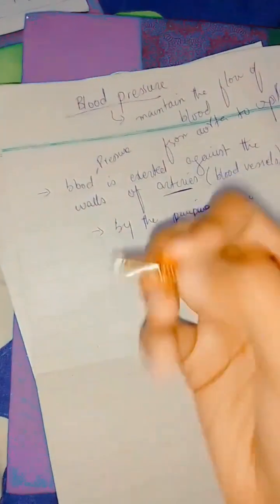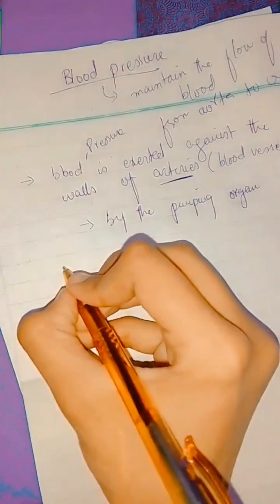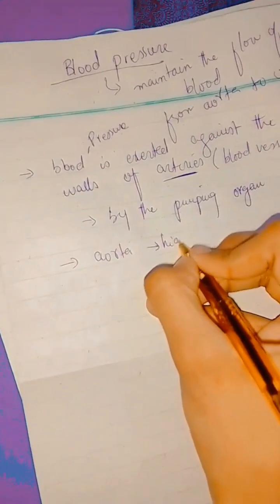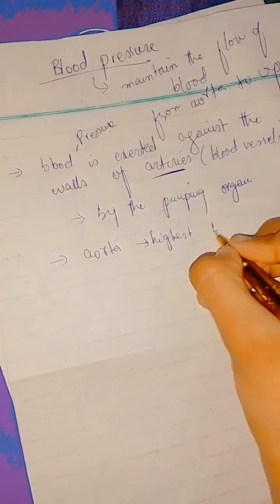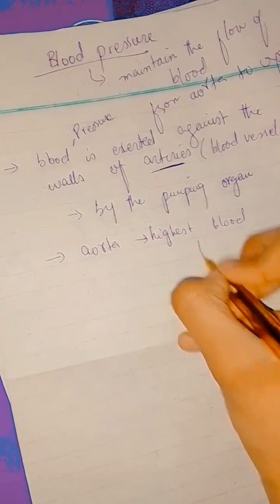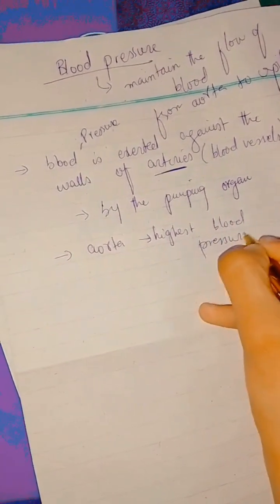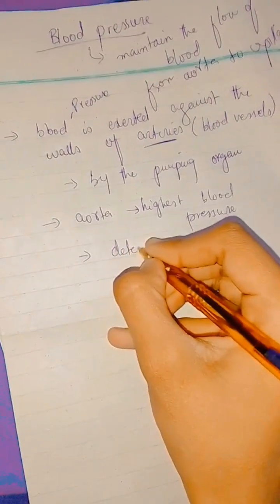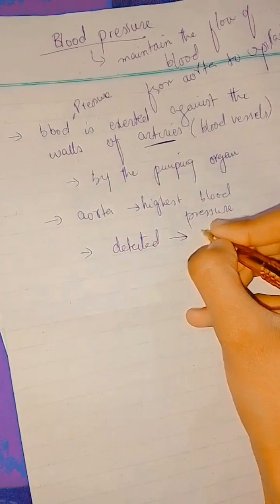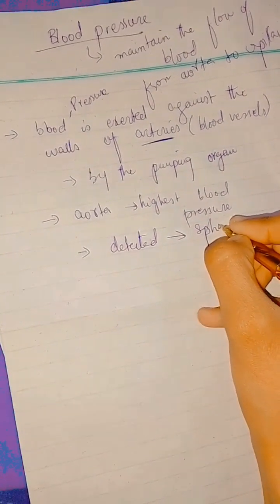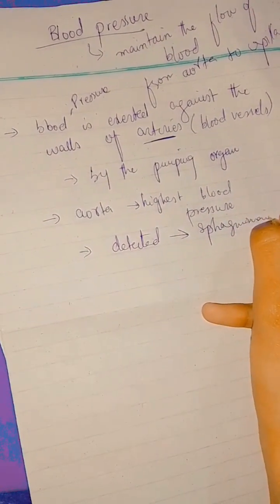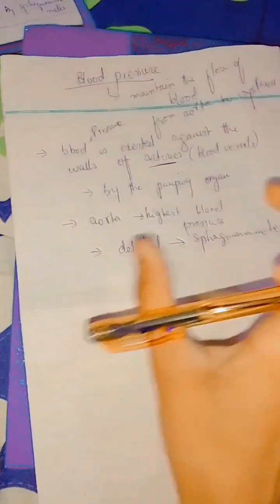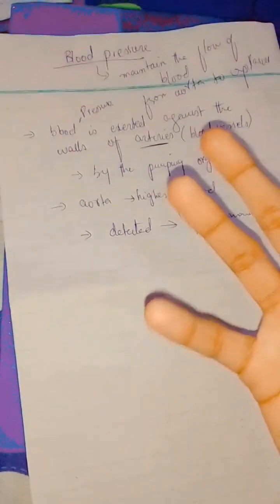If we talk about the highest blood pressure, where is that generated? That is generated in the aorta. So the blood pressure is detected by an instrument, and that instrument is the sphygmomanometer. That is the instrument through which we detect the blood pressure.